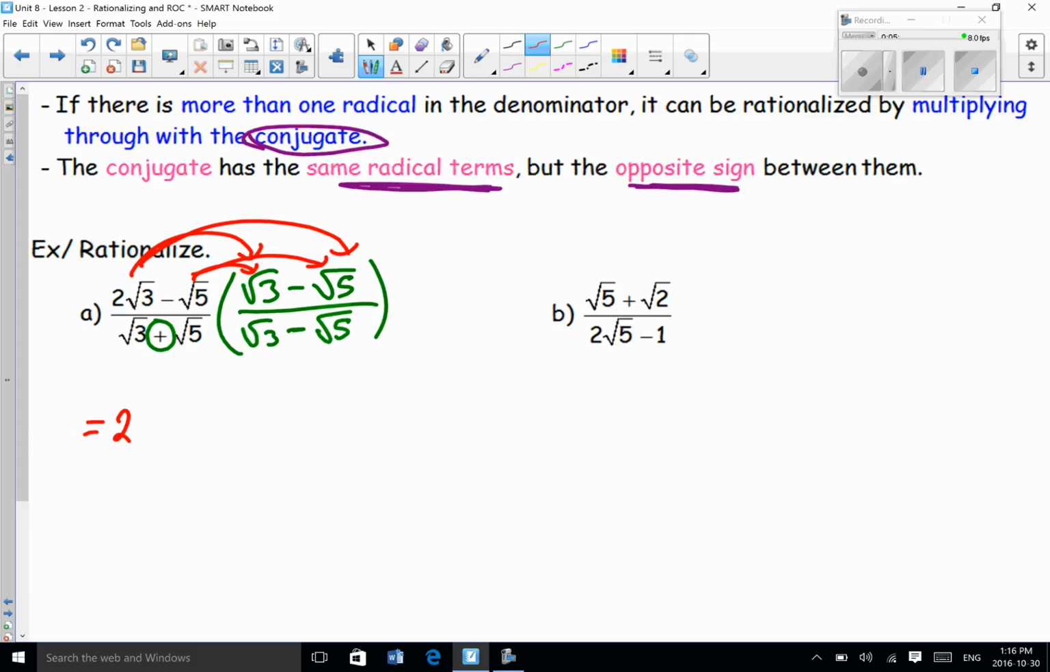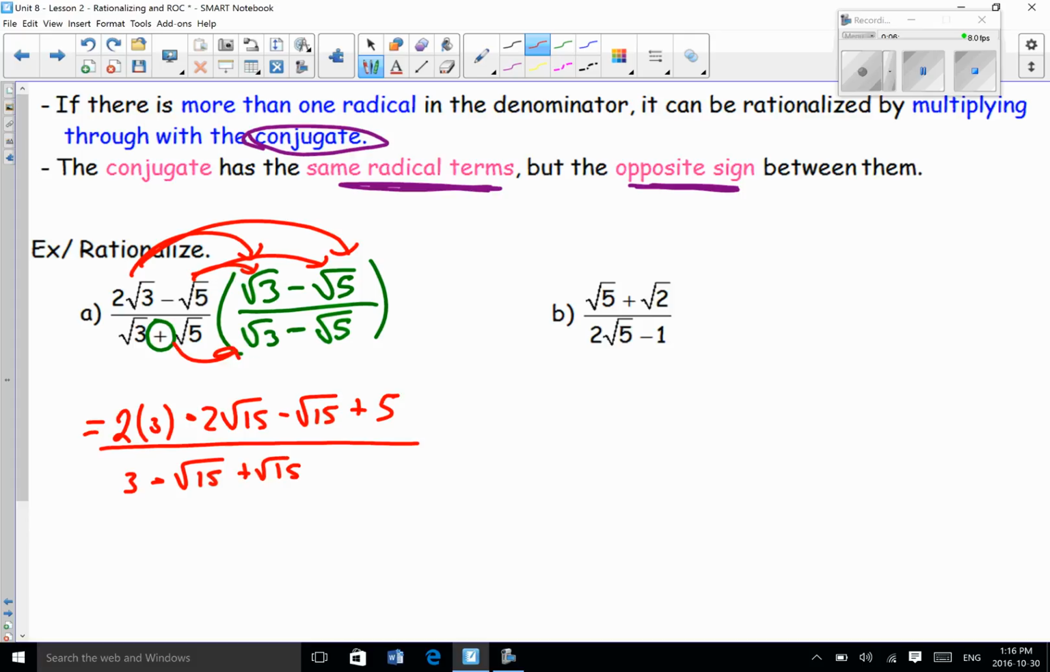So we'll end up with 2, and root 3 times root 3 is just 3, minus 2 root 15, minus a root 15, and then minus times a minus is a plus, and root 5 times root 5 is just 5. On the bottom, root 3 times root 3 is just 3. Root 3 times root 5, well, it's negative root 15. When I do the inside ones, I get positive root 15. And then when I do the last thing, root 5 times root 5 makes negative root 25, or just 5.